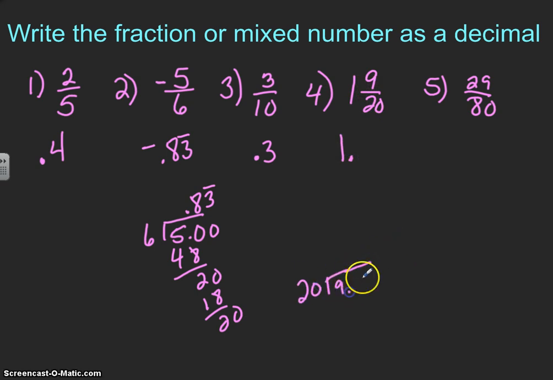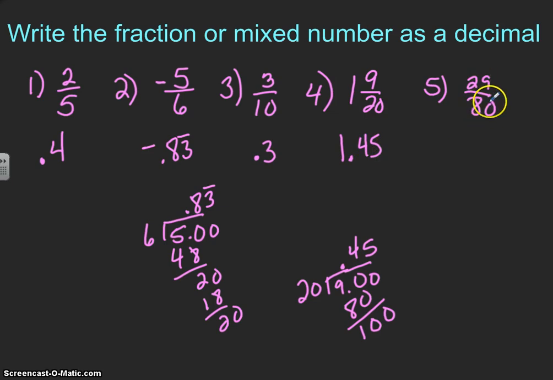Okay, some of us need help dividing. 20 doesn't go into 9. Let's put a 0 there. 20 into 90 goes 4 times. That's 80. Got to put our decimal there. That's going to be remainder 10. Bring down a 0. 20 into 100 goes 5 times. 0.45. So the 1 is in front of the decimal. Don't have to mess with that. 45 is behind the decimal, so it's 1.45.